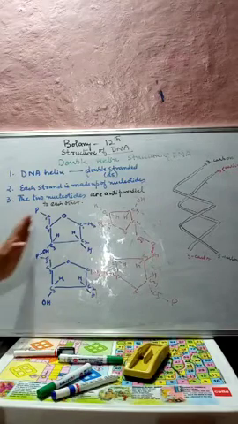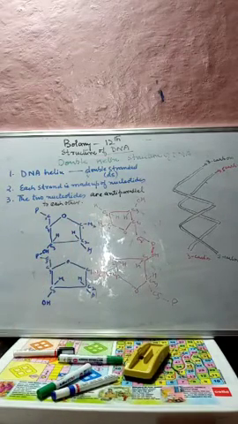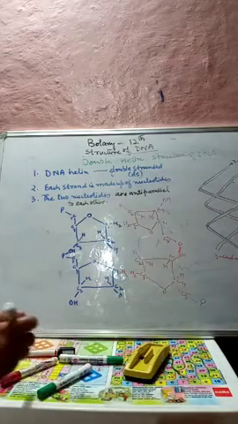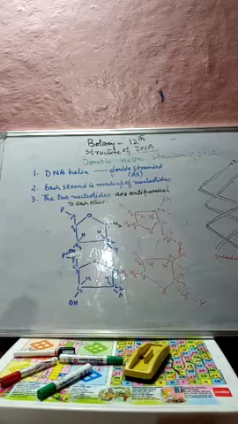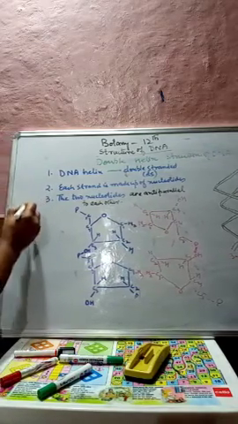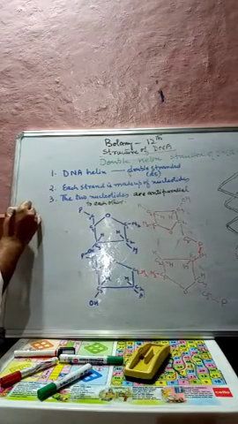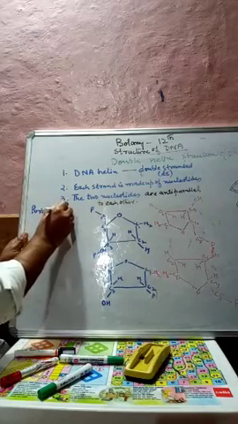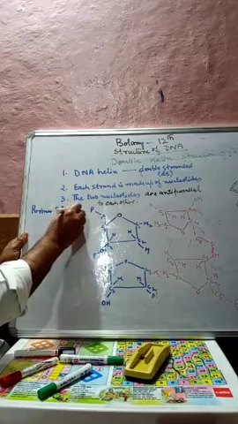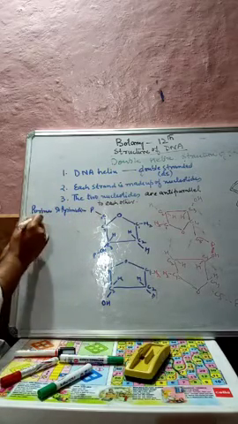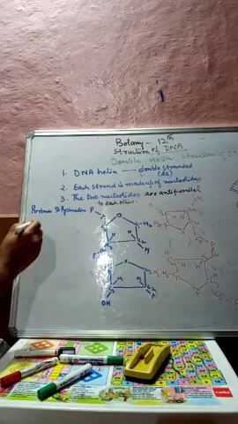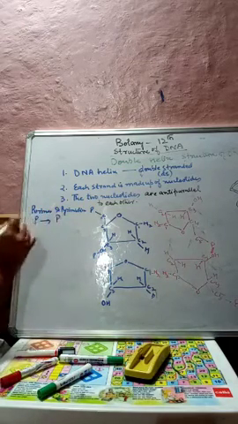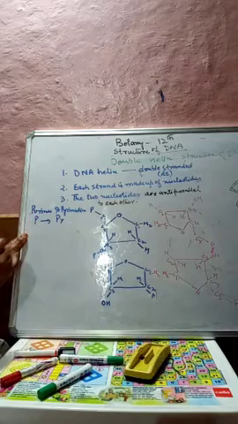Second, now there are the bases, these are the nitrogen bases. We talk of the nitrogen bases. We have got two types of nitrogen base. First one is purines and second one is pyrimidines. These purines and pyrimidines pair with each other. This purine pairs with the pyrimidine.